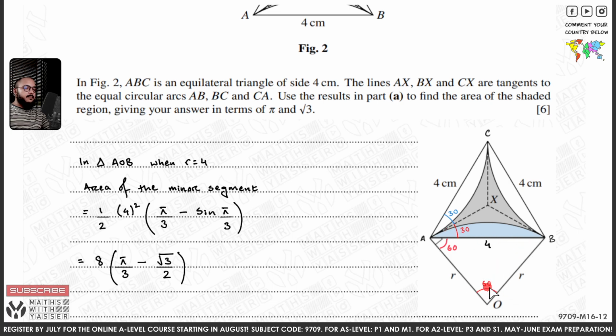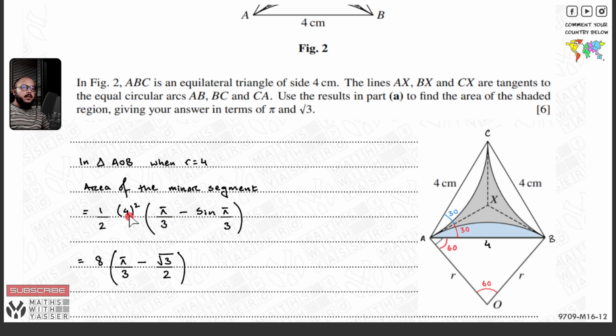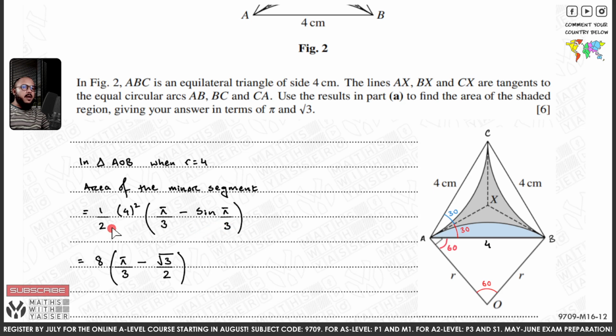So this is in degrees. That means we can say this in radians, pi by 3. So half r squared theta minus sine theta will be half times 4 squared, within brackets pi by 3 minus sine pi by 3, which gives us 8 times pi by 3 minus square root of 3 by 2. Sine pi by 3 is basically sine 60, and sine 60 is root 3 by 2. So this is the area of the minor segment, which is shaded in blue color.